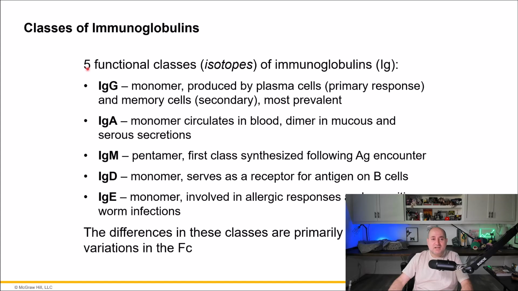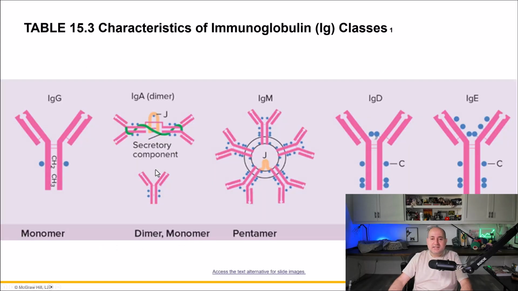So B cells can swap out the constant regions in order to make 5 functional classes or isotypes of immunoglobulins, or Igs. For instance, one of those constant regions will give you what's called IgG. Another one will give you IgA. Another one will give you IgM, IgD, IgE, and they look like this. IgG is your classic Y-shaped antibody. IgA kind of forms this dimer. IgM forms a pentamer. IgD looks like a Y, but it's different. And IgE is a long Y.